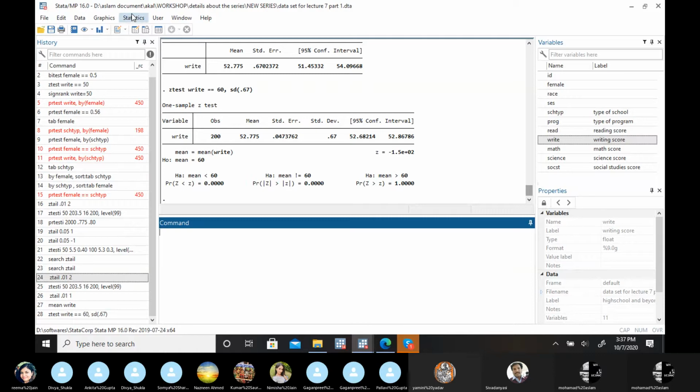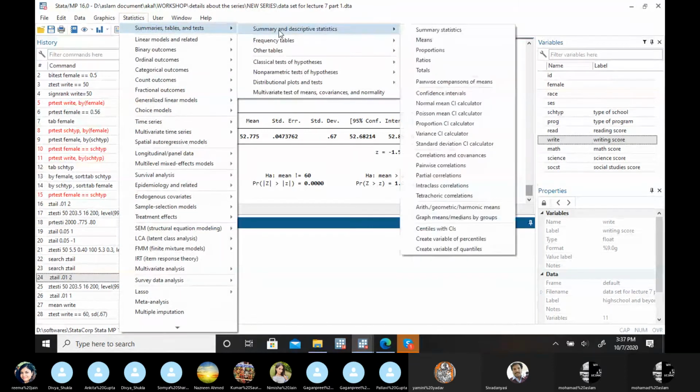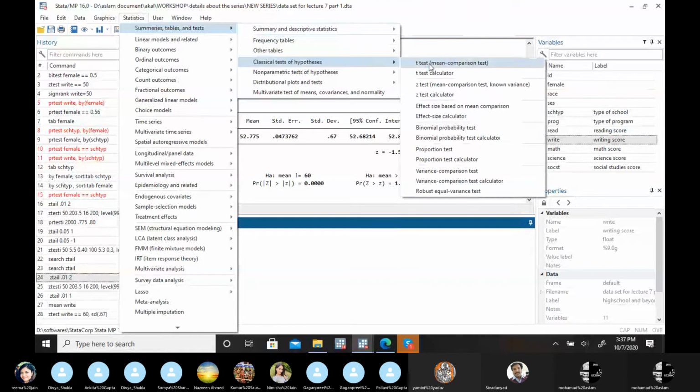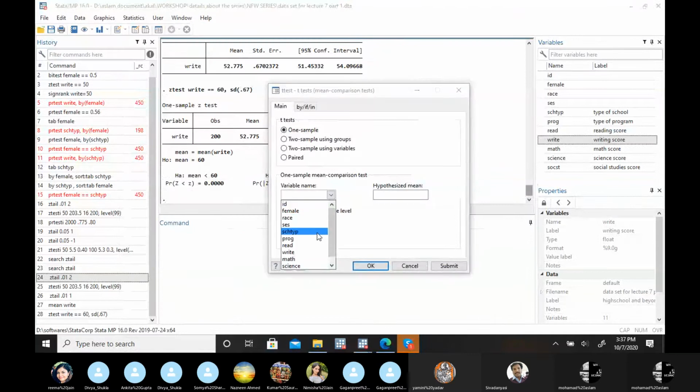Because we don't know the standard deviation of the population, it's appropriate to use the t-test. Let's do this with the t-test. Here you have the t-test mean comparison test, one sample variable, right? The hypothesized mean is 60.